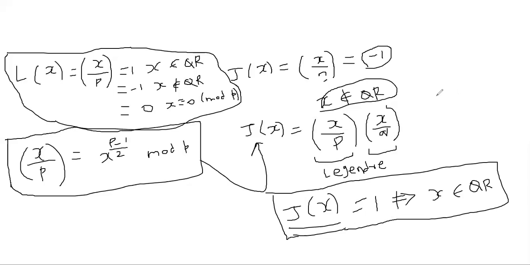It's very easy now to connect the Legendre symbol and the Jacobi symbol. Once you have this formalism in place, you can see how these things are connected to each other.